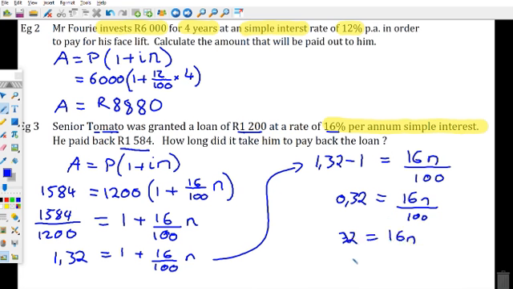Okay, so then what can we do? What do you think n is going to be? Divide by 16. So we take that, divide by 16, divide by 16. n is therefore equal to 2. So how long did it take him to pay back the loan? 2 years. Okay. In financial maths, it's important that you do units. It's years, rands, interest rate, percent, and things like that.